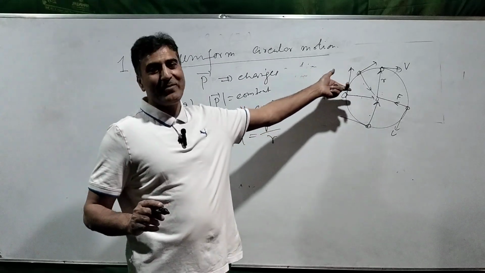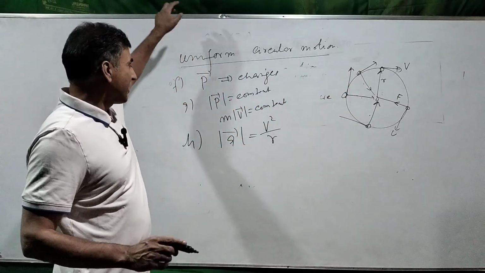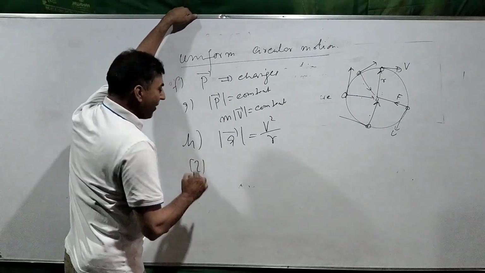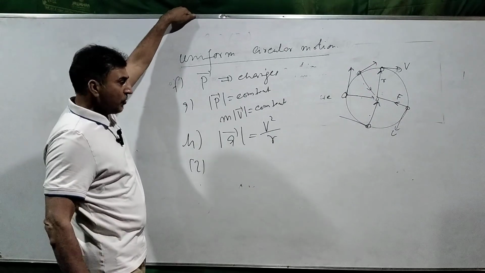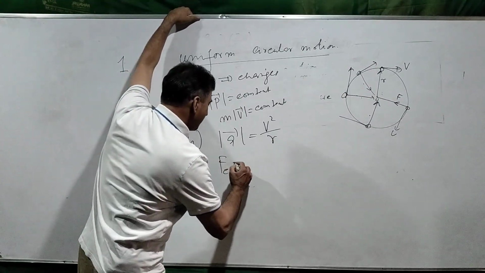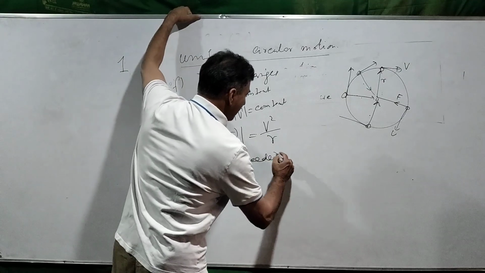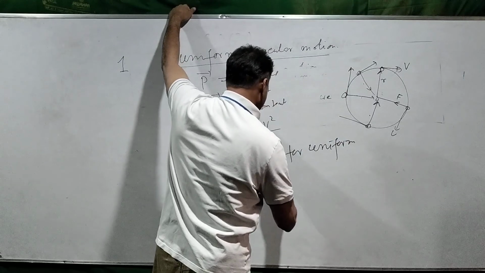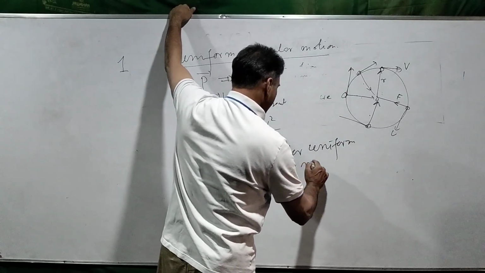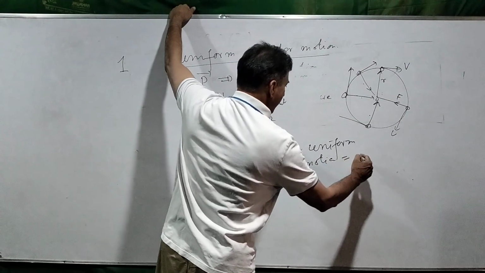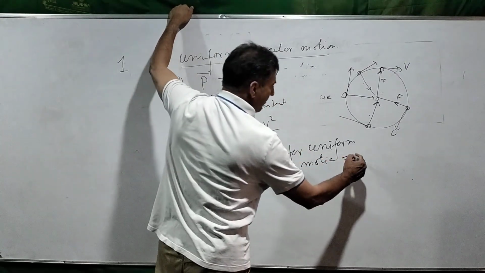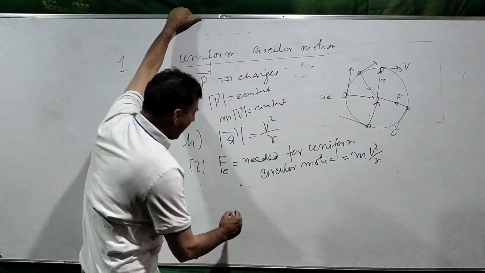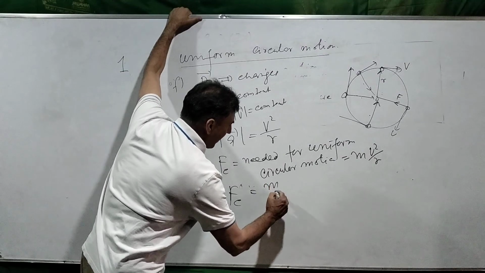It can be derived in a moment within 2 lines, but I'm not interested in deriving because it is a lecture for NEET students. What is the force needed? Centripetal force needed for uniform circular motion is mass into the magnitude of acceleration. Mass into magnitude of acceleration. Or FC is equal to m v square by r.